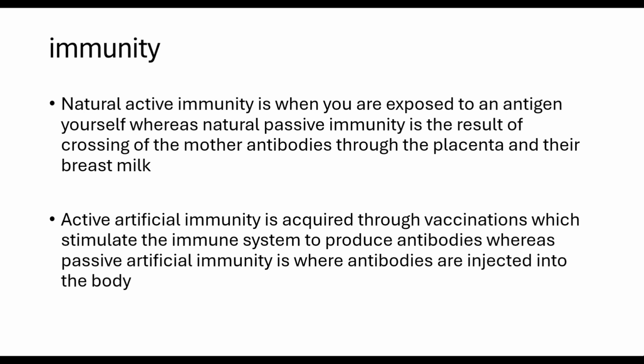Active artificial immunity is acquired through vaccinations. So you haven't actually got the virus, but you artificially put the virus into yourself, or a dead or inactive part of the virus, which stimulates your immune system to produce antibodies. Whereas passive artificial immunity is where antibodies are injected into the body. They're already made. The antibodies haven't been made by you, that's why it's passive, but they've been injected into your body, so it's artificial. That's stuff like the snake venom example.